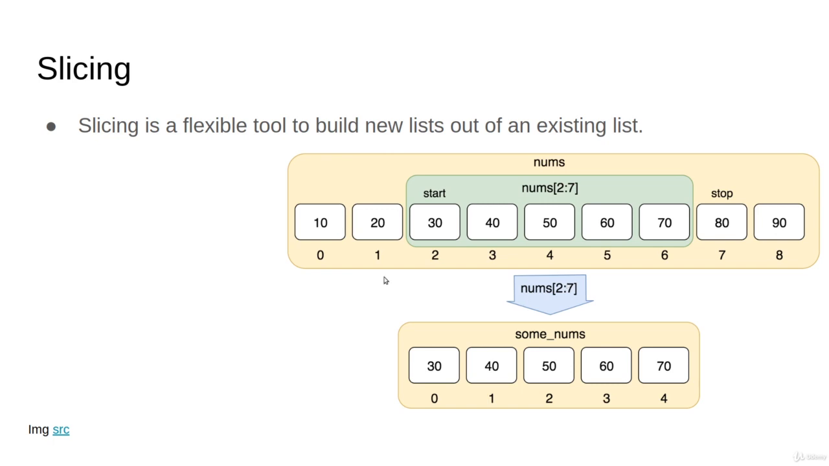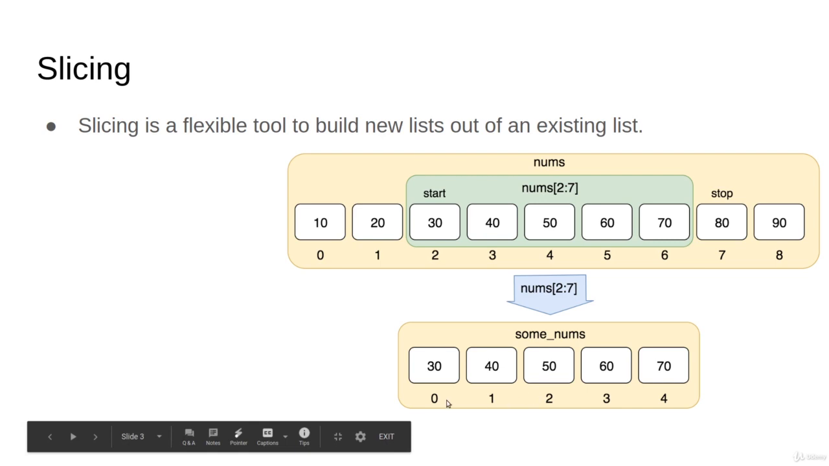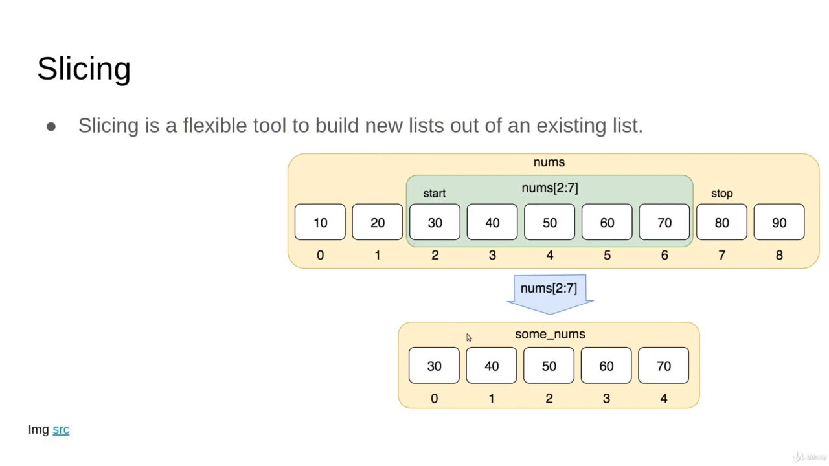Now let's move to the slicing itself. Slicing is a flexible tool to build a new list out of an existing list. So here we have a list of 9 numbers ranging from 0 to 8. If you wrote nums[2:7], it means create for us a new list starting from index 2 up to index 6. So the new list that you will get will be 2, 3, 4, 5, 6. This is a new list in memory. For example, the ID of this list will not be equal to the ID of the original list.